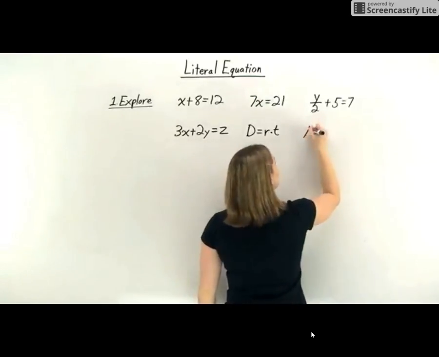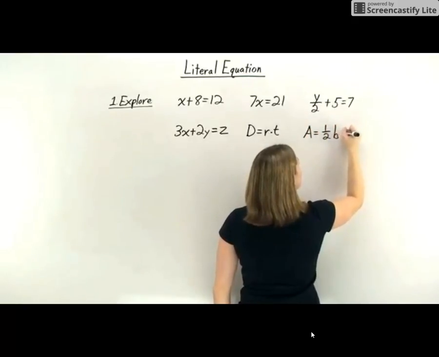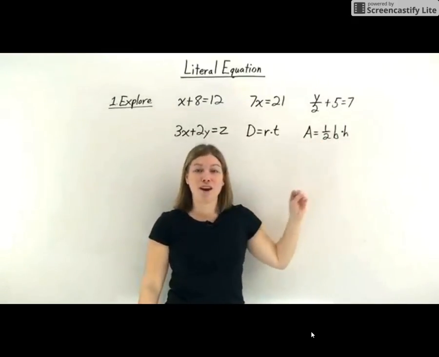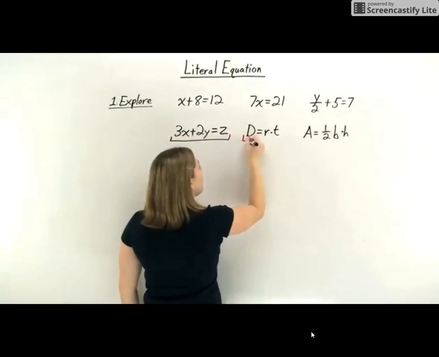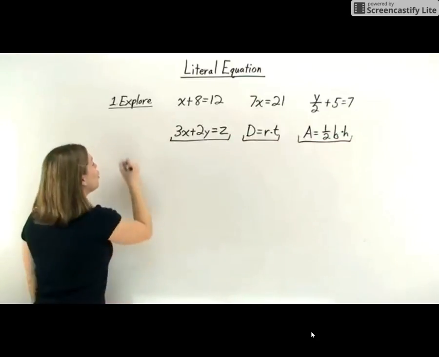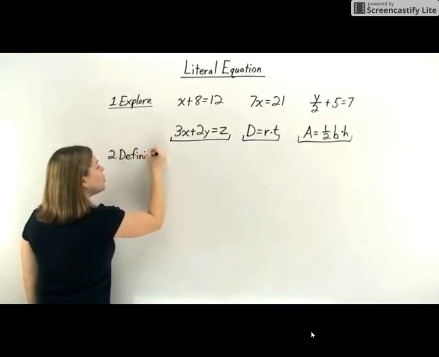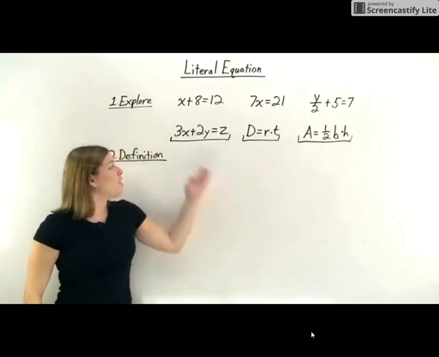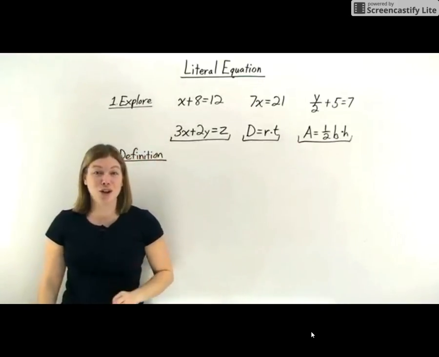Or what if we had something like this: a = 1/2 × b × h? Here again, we have more than one variable. Now, each of these equations that has more than one variable gets a special name. These equations are called literal equations. A literal equation is an equation that has more than one variable. So, each of these equations that has more than one variable is called a literal equation.